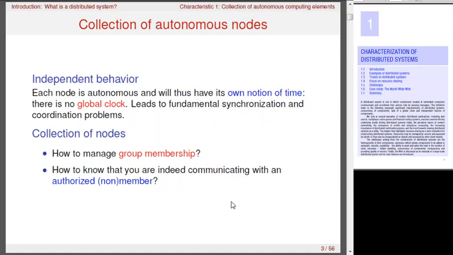The other thing is collection of nodes, means these independent nodes are grouped together. So we will try to understand how to manage this group membership: who can be a member, whether new members can be added or not, who will be the head of this group, those kinds of things. How do you know that you are indeed communicating with an authorized member? Since you have made a group, you will have some method to find out the authenticity of the members.